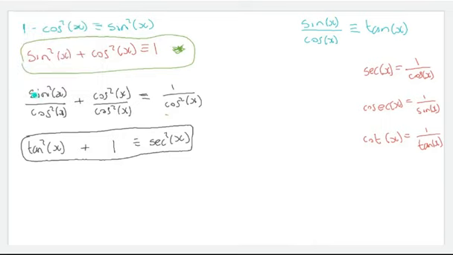Now, by starting with this identity again, sine squared x plus cos squared x is identical to 1, can we divide everything through by sine squared x this time and see what we get? Can we divide each term now by sine squared x and see what we get?